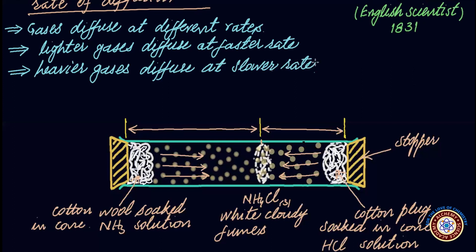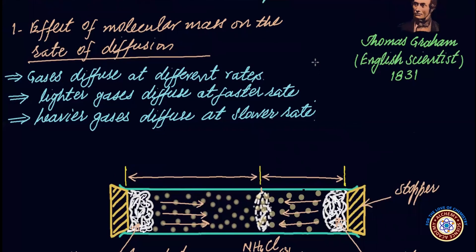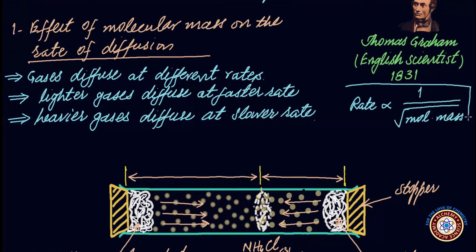From these observations, an English scientist, Thomas Graham, in 1831 proposed a law named Graham's law of diffusion, and according to that law, the rate of diffusion of a gas is inversely proportional to the square root of its molecular mass. So it's obvious from this relationship that lighter gases would diffuse faster.